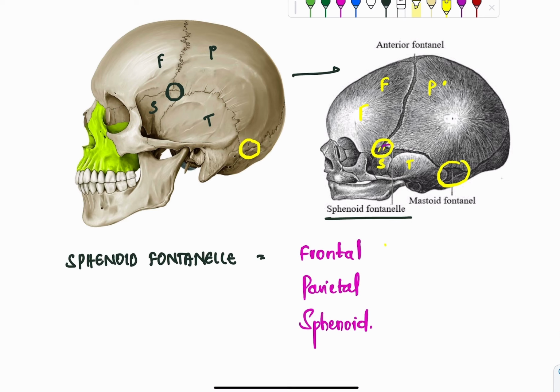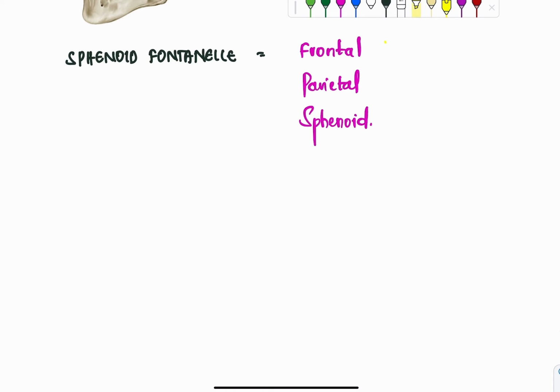What are those three bones? Parietal bone, temporal bone, and the back one, what is it? Occipital bone. So these three bones together, they join and form the mastoid fontanelle. Okay, so the next fontanelle is the mastoid fontanelle. So the mastoid fontanelle is formed by what all bones?